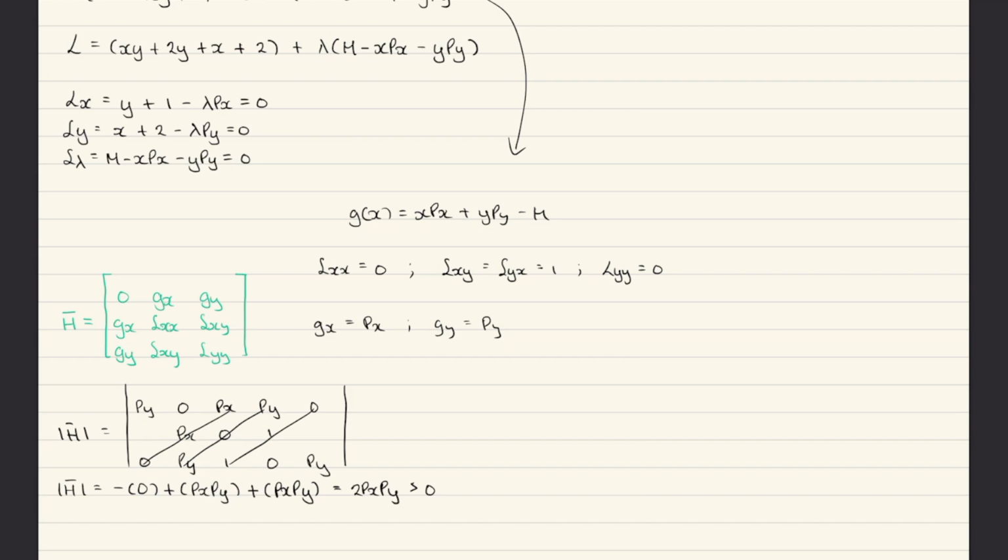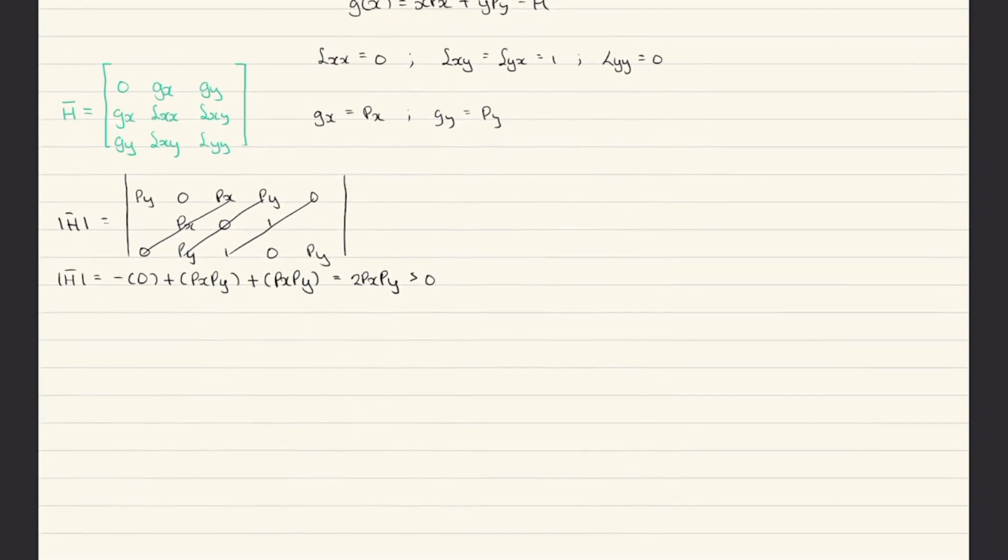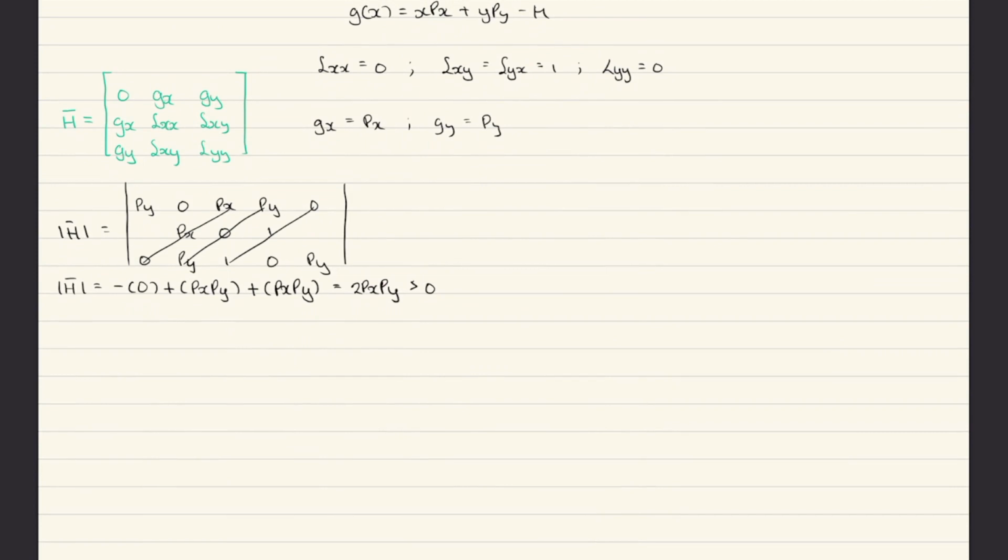Okay, so I figured out the bordered Hessian matrix determinant, and the final answer we get is 2 multiplied by px multiplied by py, and this is more than 0. So therefore, we have found a maxima, or you could just say local maximum, same thing, same difference, right?